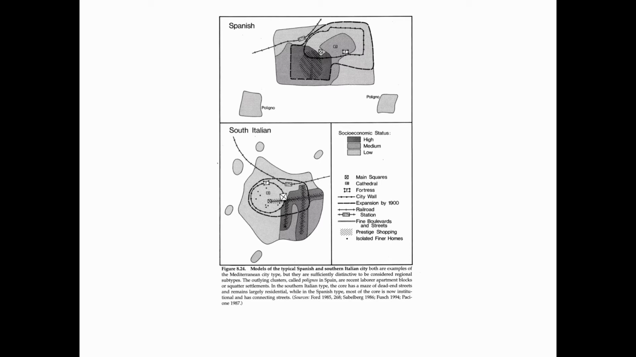The periphery is the most stigmatized, and this is contrasted to the British model. So if you live at the periphery of these Mediterranean cities, that's where you're typically going to find the socioeconomic groups that are less desirable or that are lower down the economic ladder.